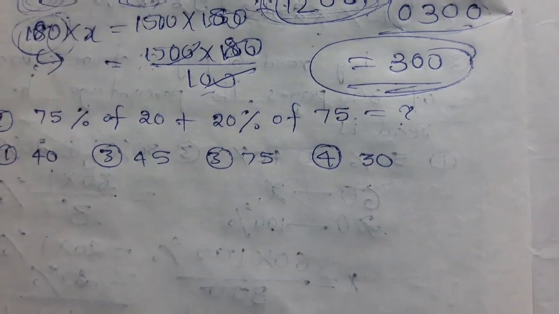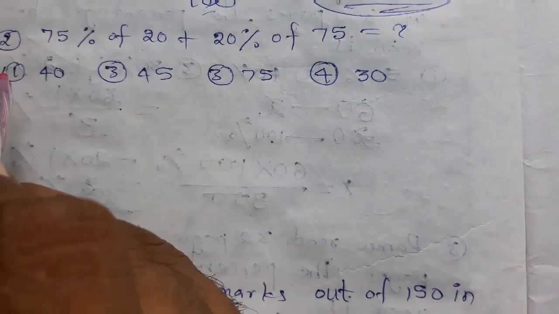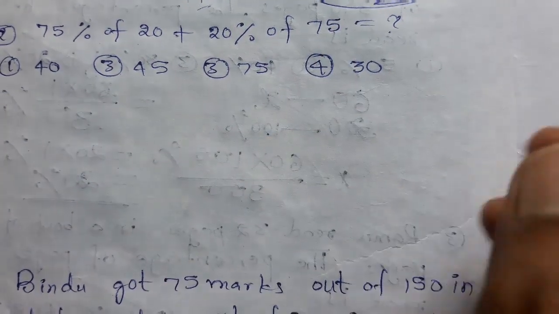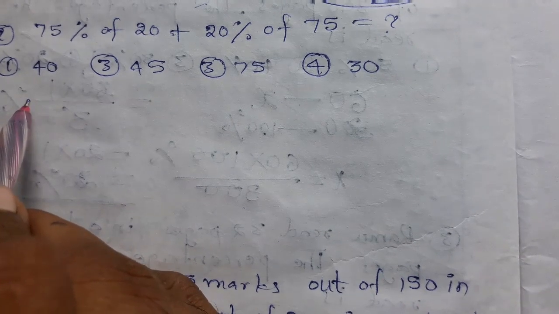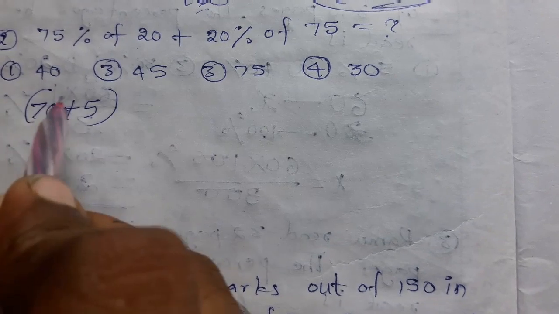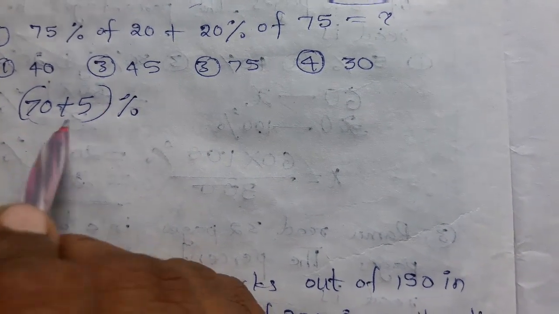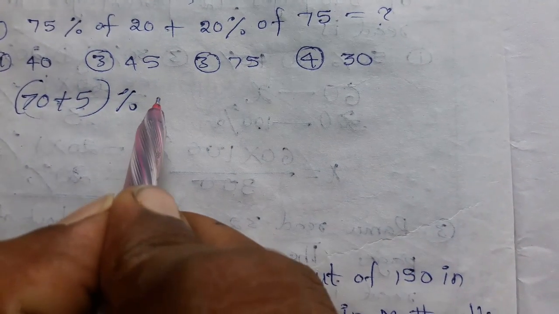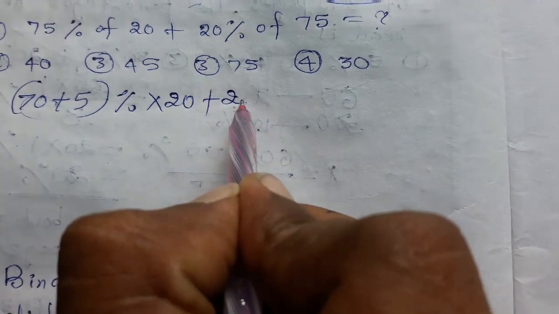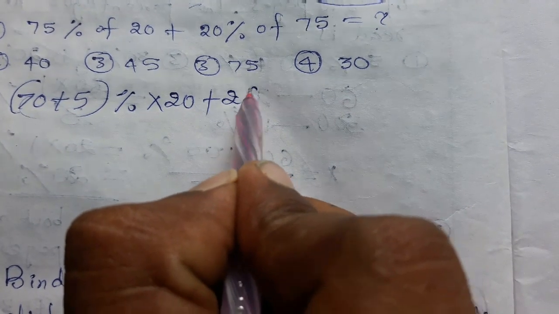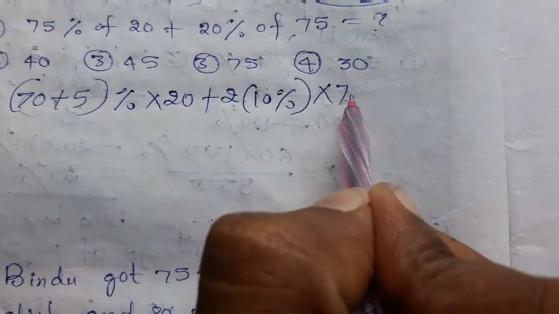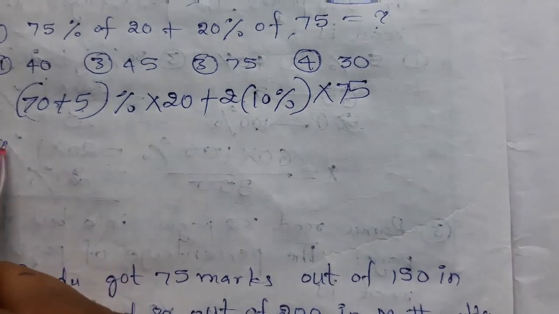Now move to the next question. See here, 75% of 20 plus 20% of 75. So 75% I am writing like this: 70% plus 5%. Of means into 20, plus 20% means 2 into 10%. Of means into 75, isn't it?